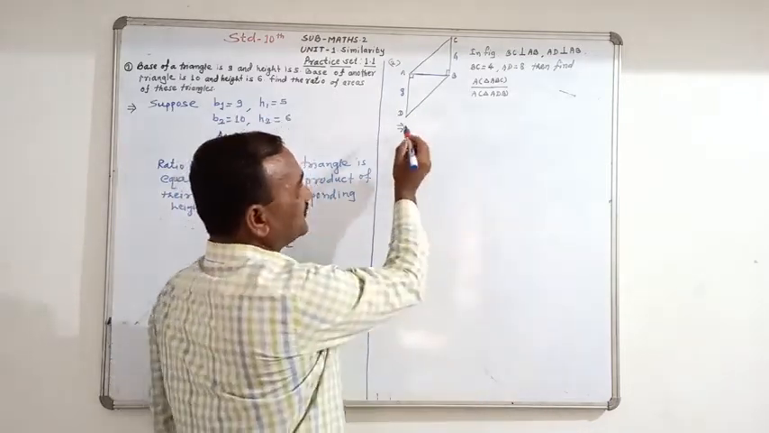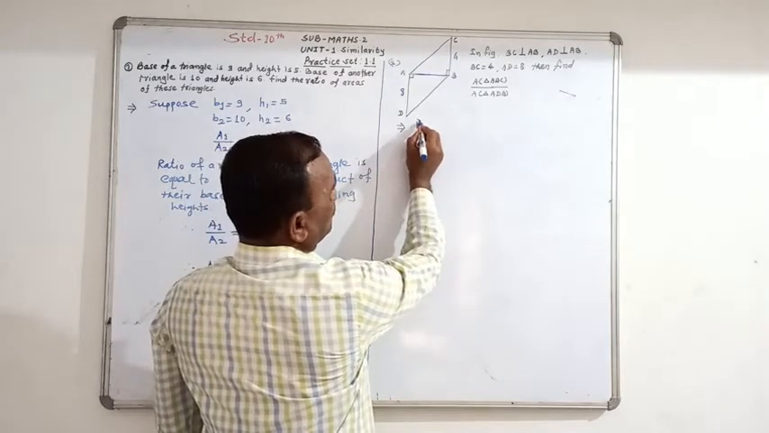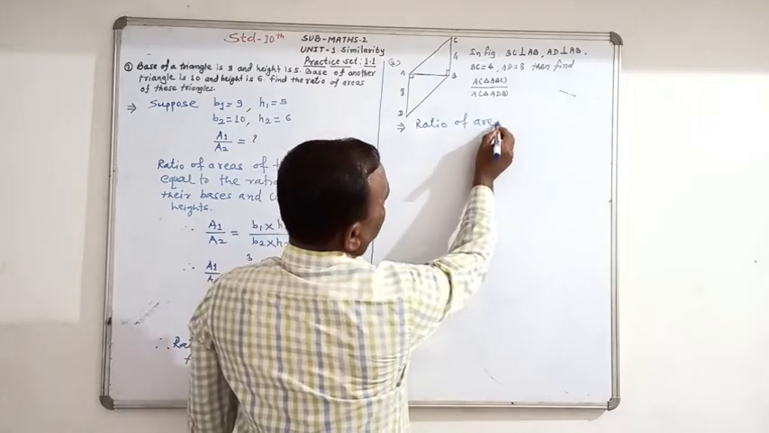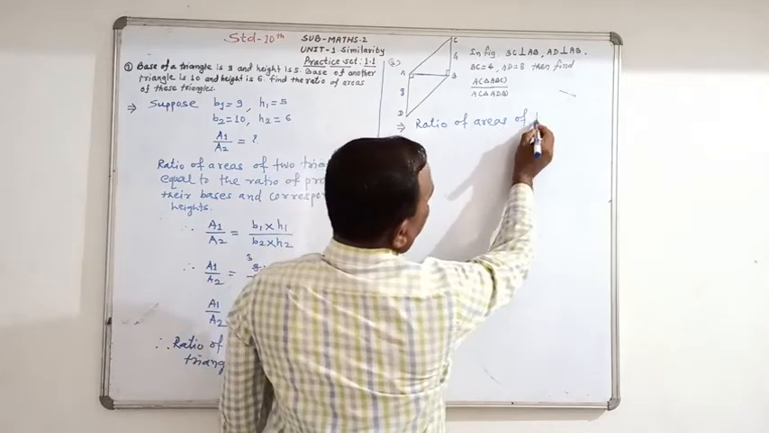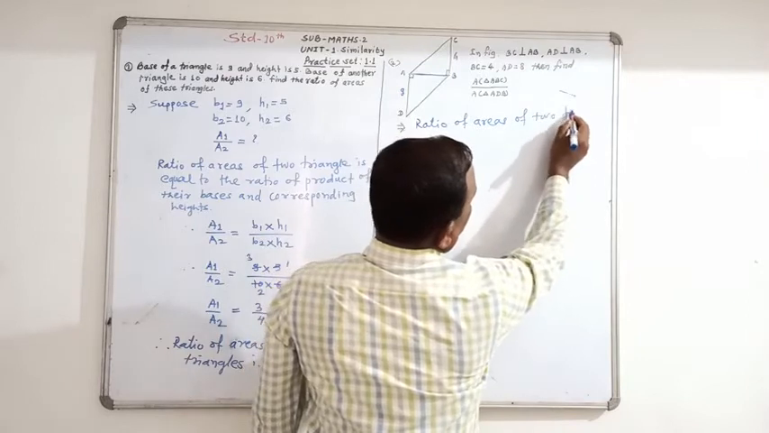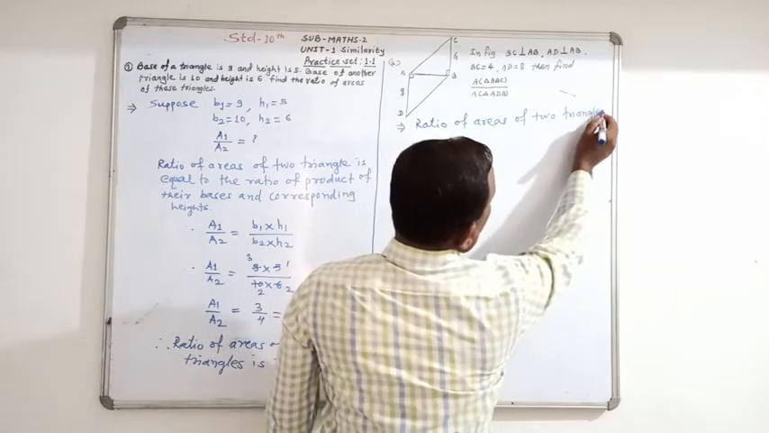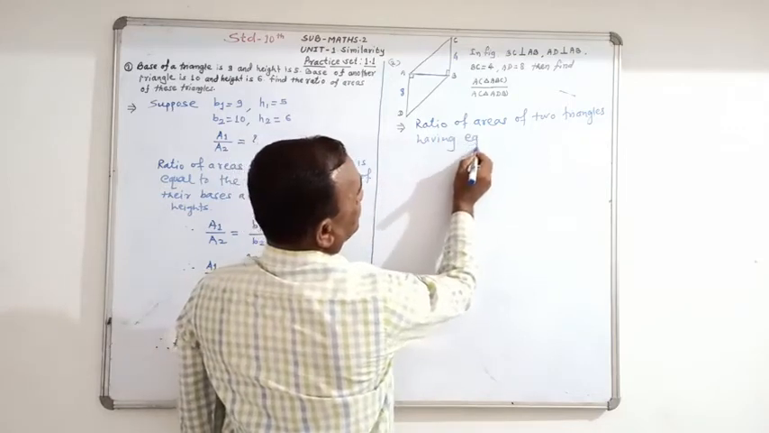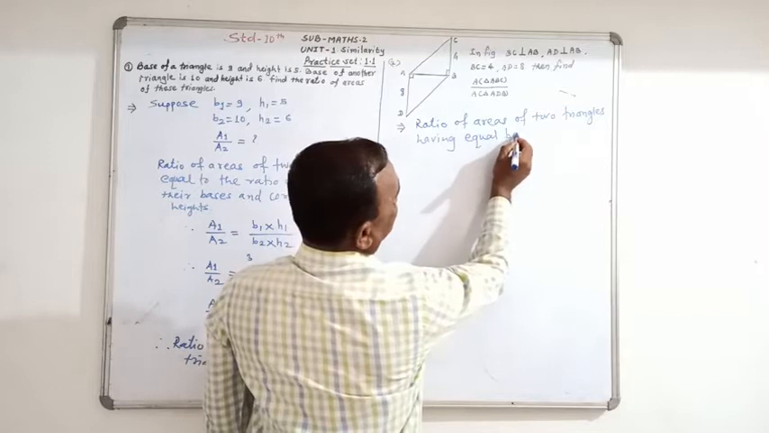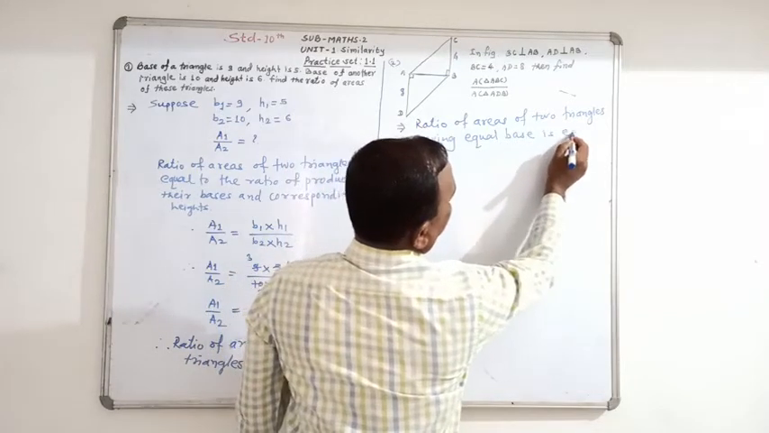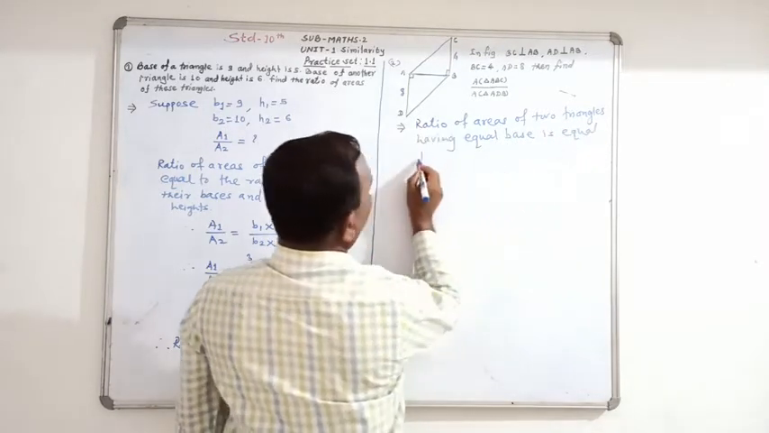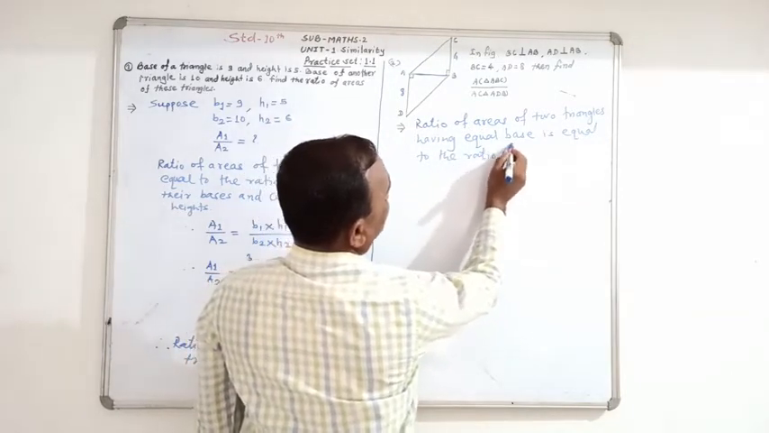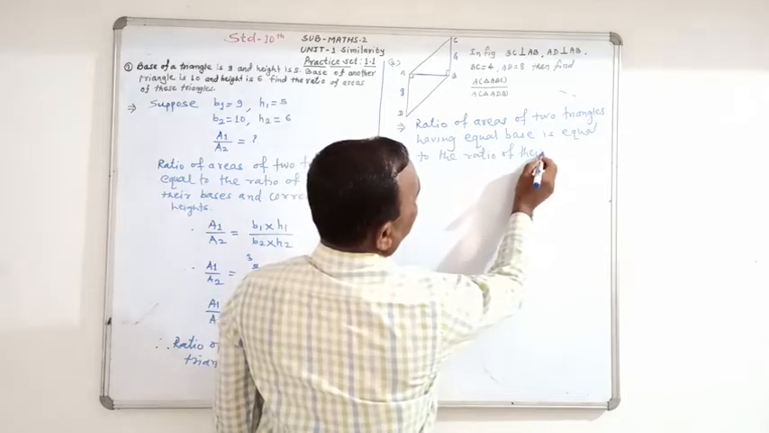So here note that the ratio of areas of two triangles having equal base is equal to the ratio of their corresponding heights.